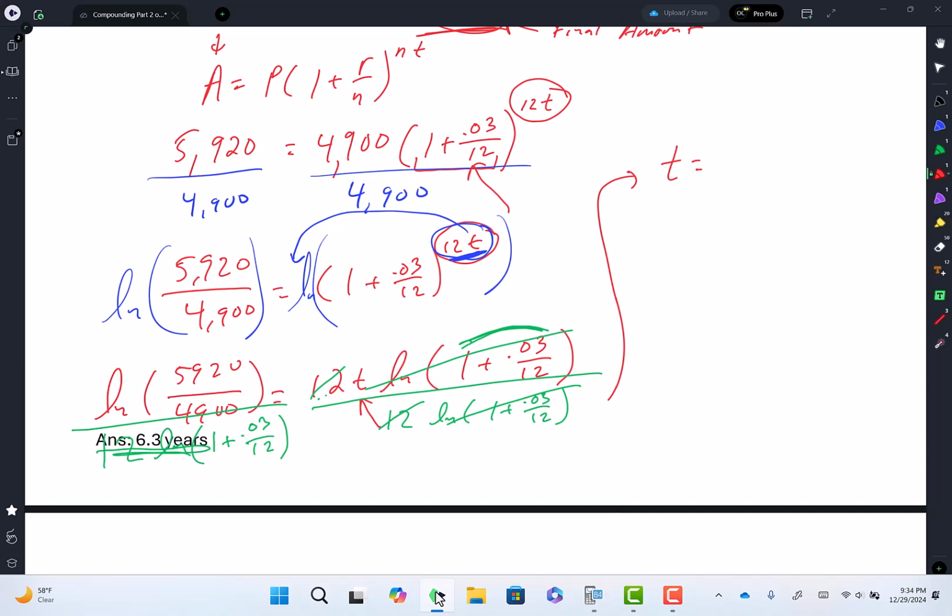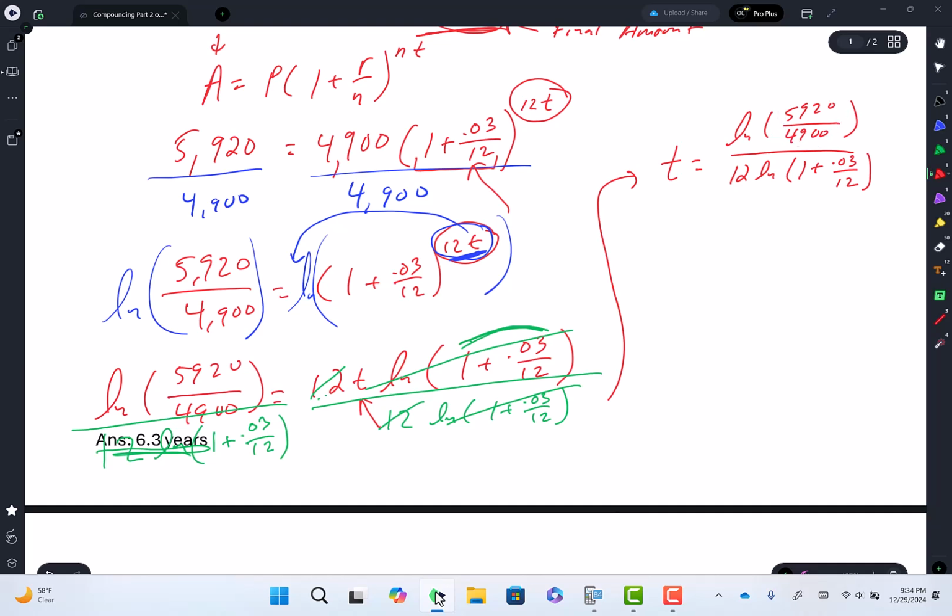T equals, so what I have on the top, ln of 5920 over 4,900, and I'm dividing by 12 ln of 1 plus 0.03 over 12. See, this is why sometimes I want to create a number for this, so it doesn't look, not that it's ugly, but let's see.